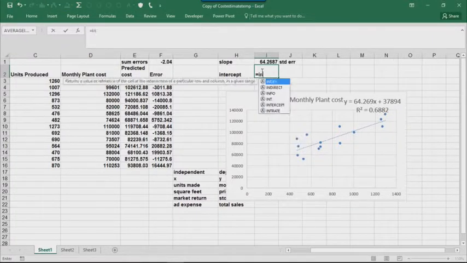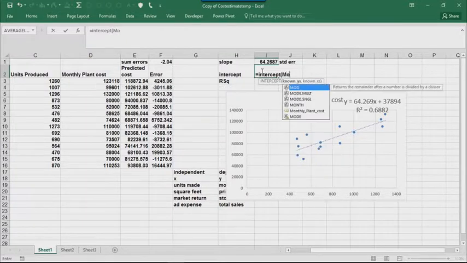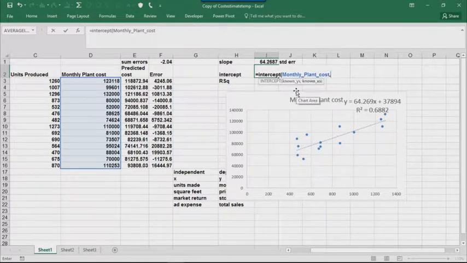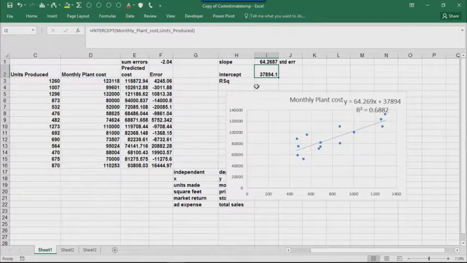What's the intercept? That's the constant term. So I would go Y first, monthly cost. Just double click with autocomplete. Units produced. And I should duplicate that 37894. And I do. What's the R squared?